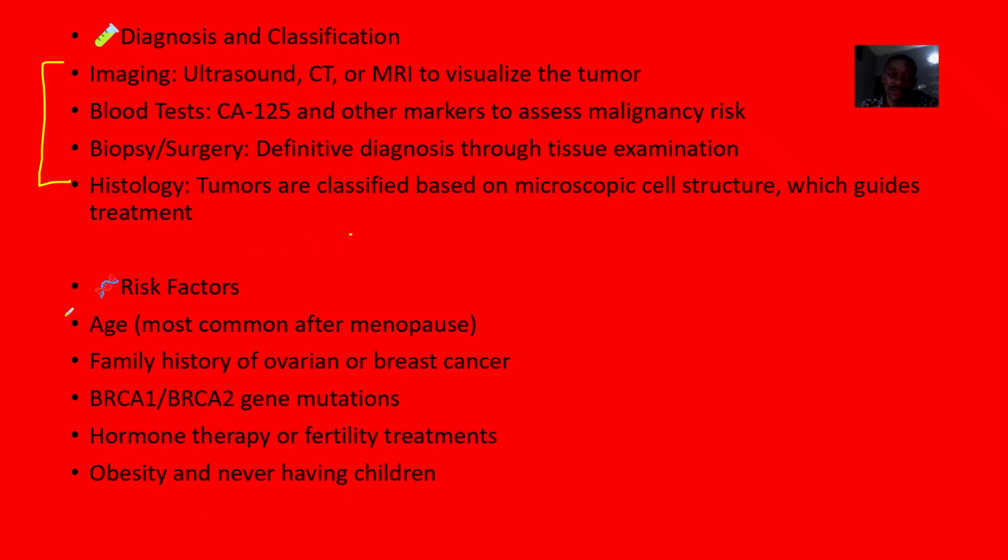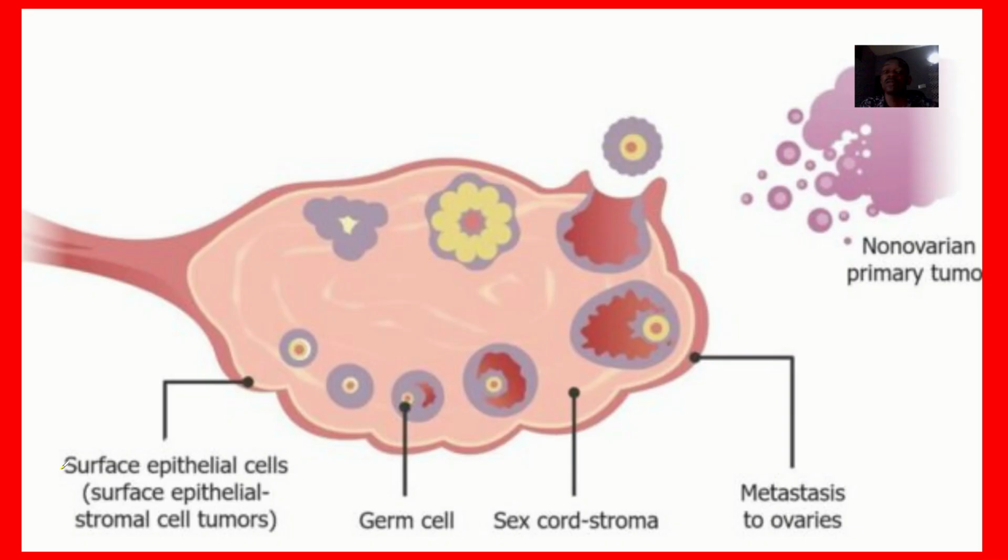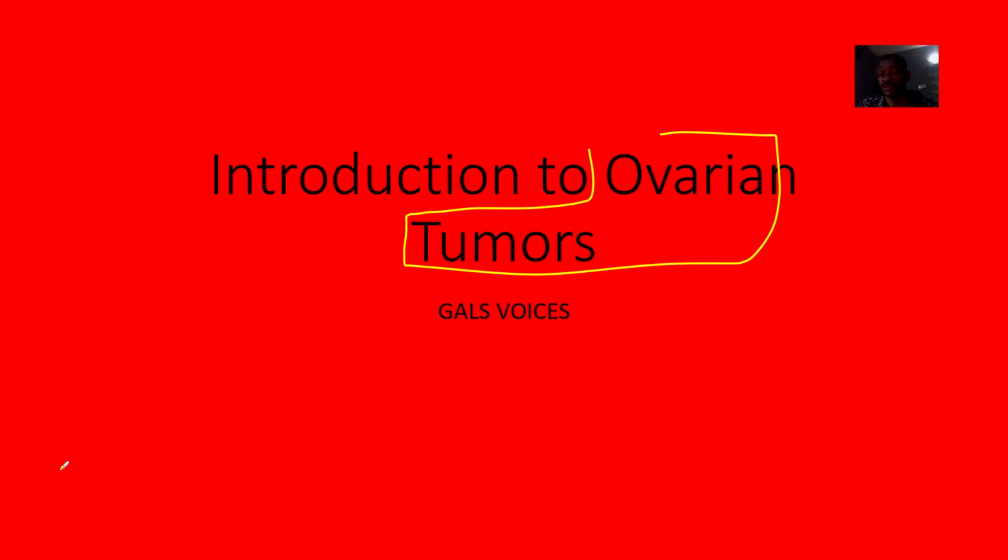So these are the risk factors. They can develop because of your age, because maybe these tumors run in your family, because of some genes that are not nice, because of hormone therapies, some drugs that you are taking, because your body weight is too high, or you have never had children before. Okay, so this serves as an introduction. We'll go into talking about the different types of ovarian tumors real soon.